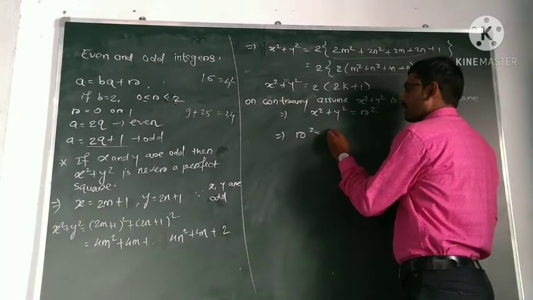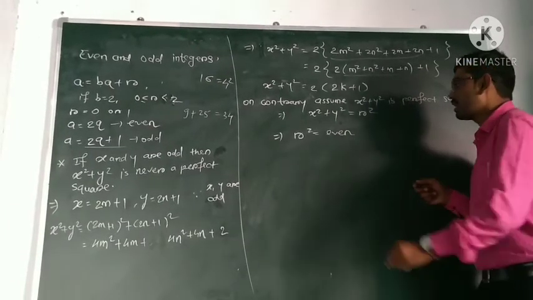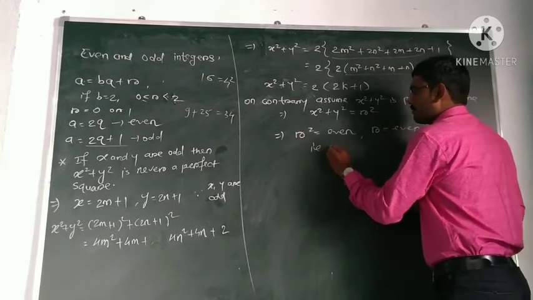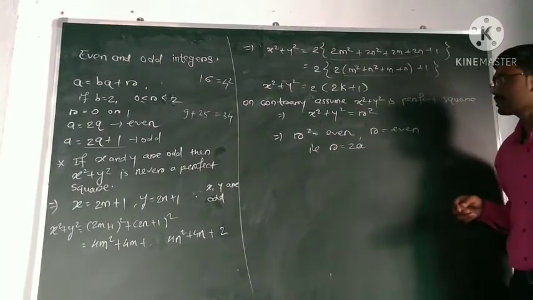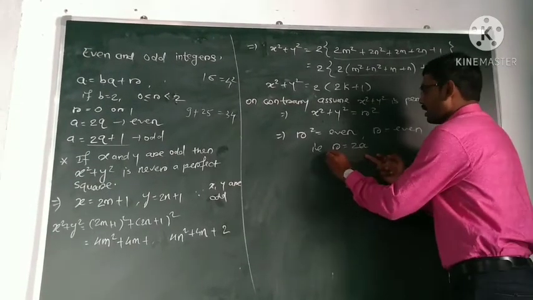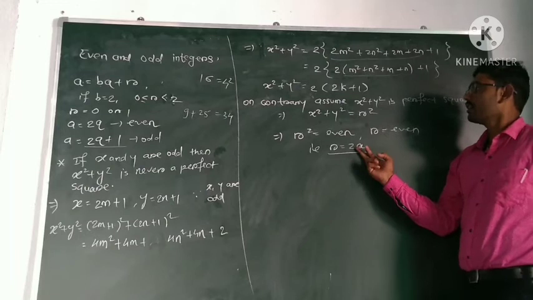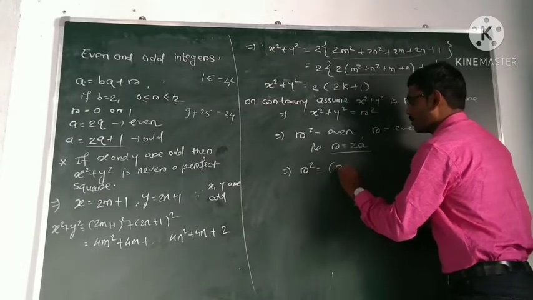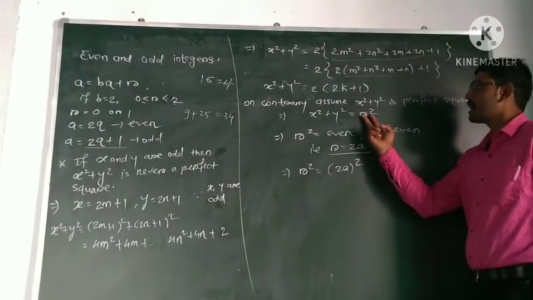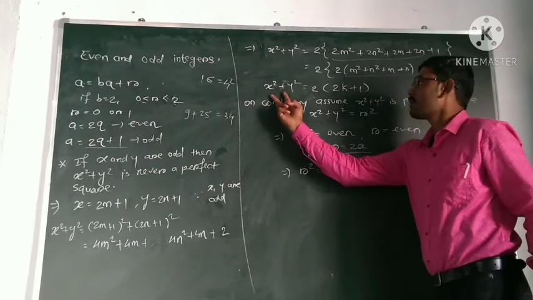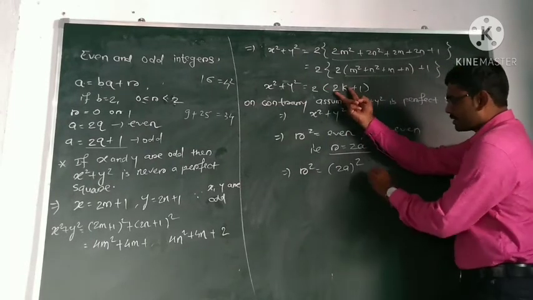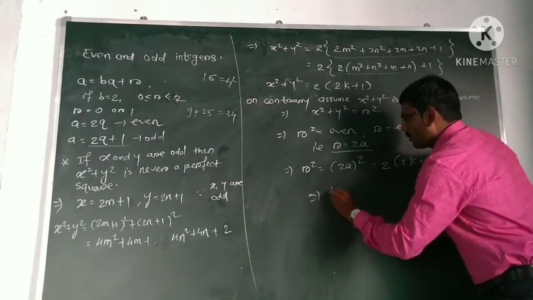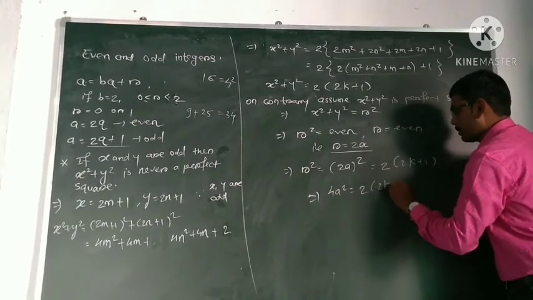Now r square is even means r is also even. So r must be an even number, that is, r must be equal to 2 times some integer. Now r is equal to 2a. So r square is equal to (2a) whole square, but r square is equal to x square plus y square, and x square plus y square is equal to 2 times (2k plus 1). This implies 4a square is equal to 2 times (2k plus 1).